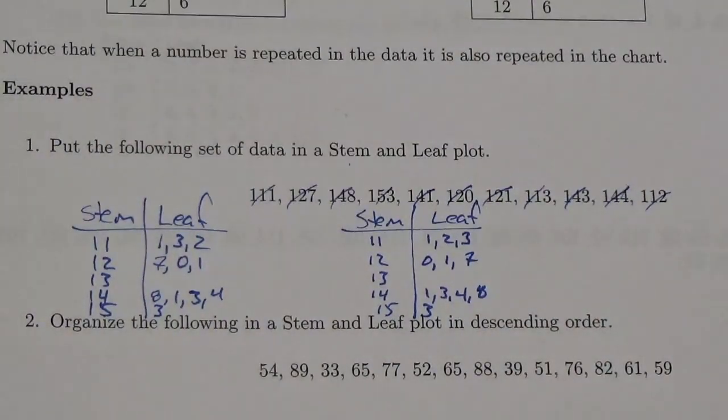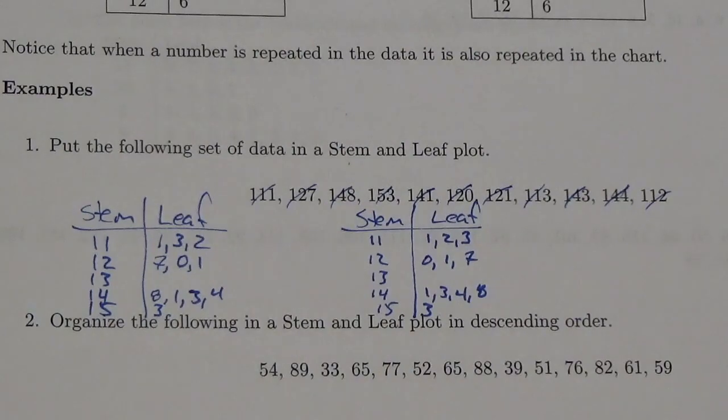This is what I want you to do. I want you to end up with a stem and leaf plot that's in order. Now, it doesn't necessarily have to be in ascending order. It can be in descending order, okay? In fact, I think the next question here is asking for it in descending order. It doesn't really matter, as long as it's in an order.